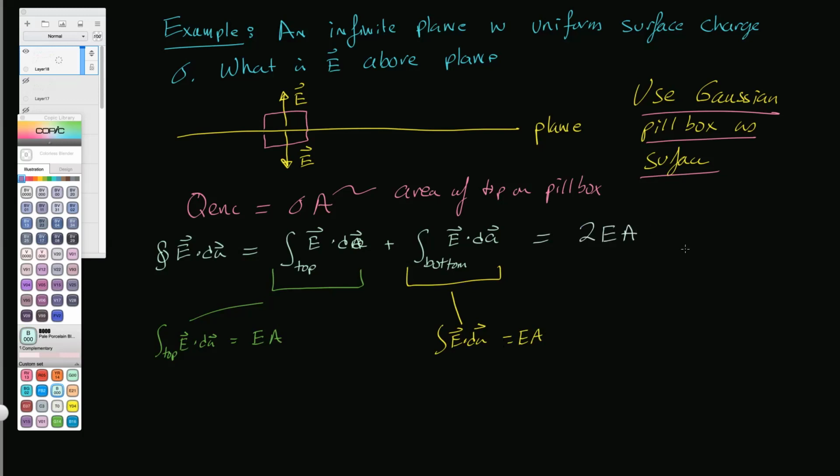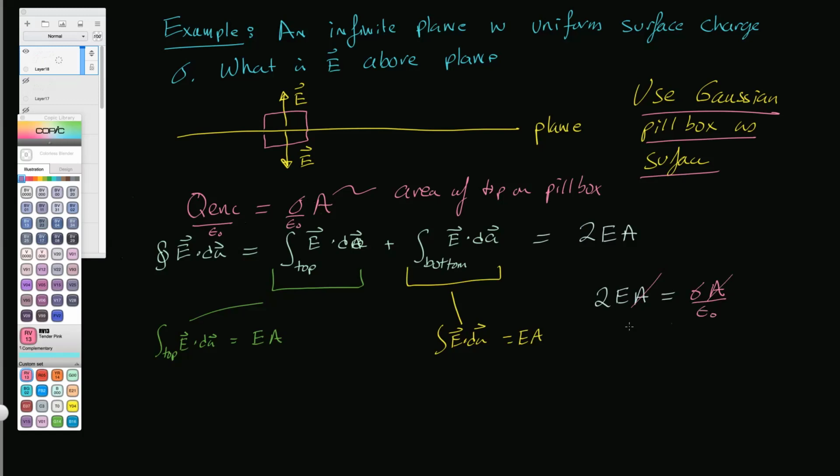So putting it all together with Gauss's law, we have 2EA is equal to sigma A. Notice the A's cancel out. We don't care what the A is. Epsilon naught, well, I didn't put it over here. I should have put it over here because I like to keep it hanging around so I don't forget, and I always forget it.